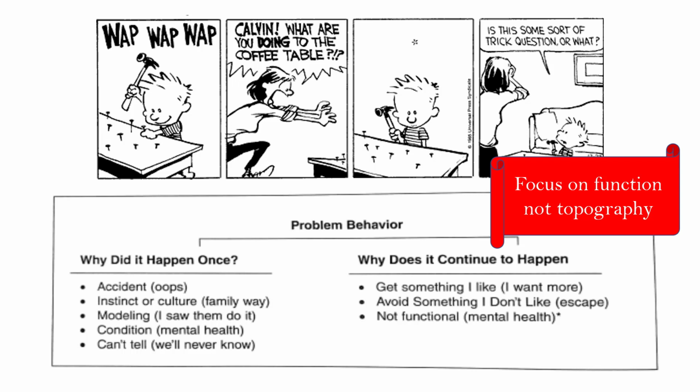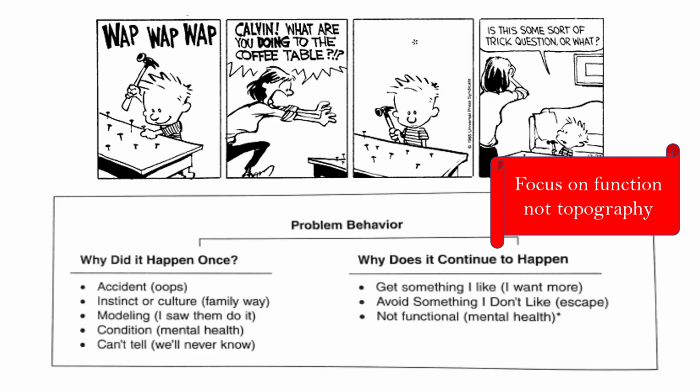Now, the topography means the form of the behavior or what the behavior looks like. And up until this point in the class, we have focused on topography because the topography, or the form, or what the behavior looks like, is really important when you need to define the target behavior and you need to measure it and you need to graph the data. So all those things are important for topography.